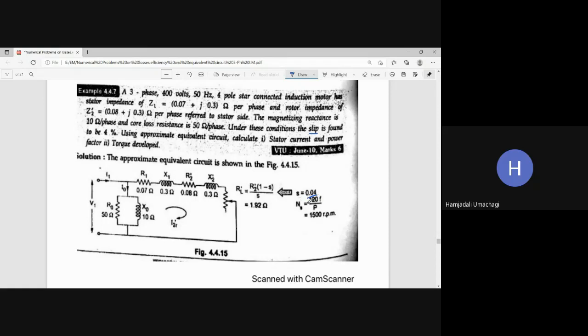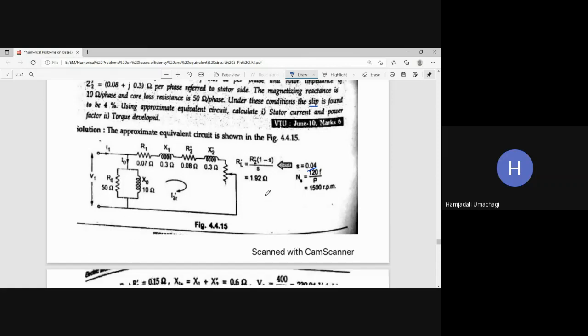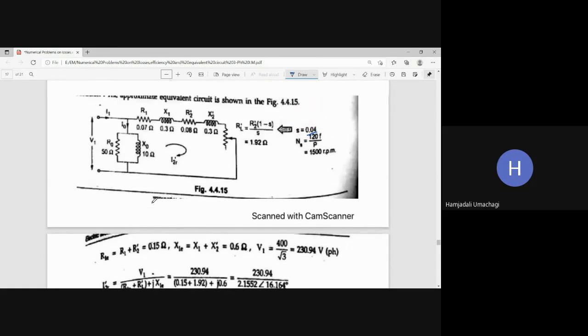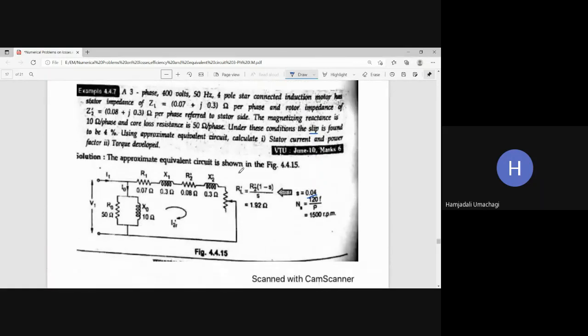Now using this information, calculate the mechanical load referred to the stator side, that is RL dash, given by the formula R2 dash into (1 minus S) upon S. R2 dash is how much? R1E plus R2 dash combined value is given, so that R2 dash value we have to substitute here, and S as 0.04. Then we'll get the mechanical load value as 1.92. So the mechanical load's electrical equivalent value is 1.92.